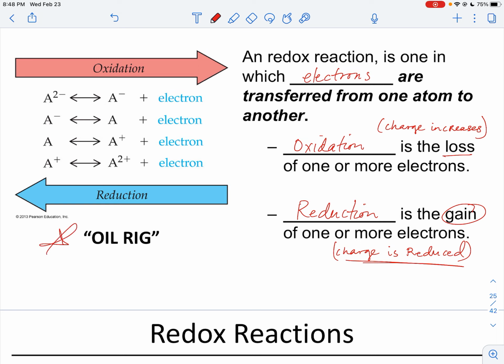Another way to differentiate it is with this acronym OILRIG, which stands for, I'm going to abbreviate, oxidation is loss, obviously, of electrons, and reduction is gain. Obviously, again, we're talking about electrons. So oxidation, O-I-L, oil, R-I-G, OILRIG. Oxidation is loss, reduction is gain.